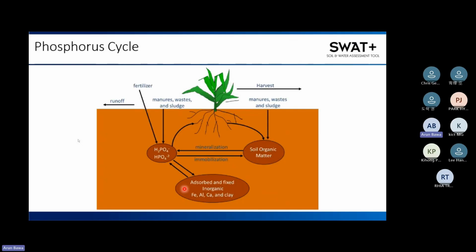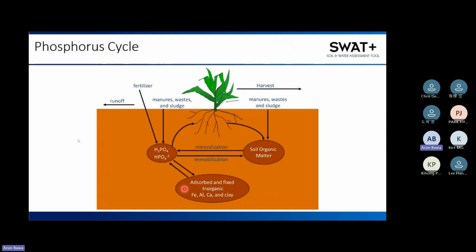So it has both, like nitrogen and phosphorus, it has both dissolved forms, inorganic forms, and the undissolved or other forms that get stuck with the soil particles or others and can go with your runoff and reach your water channels.